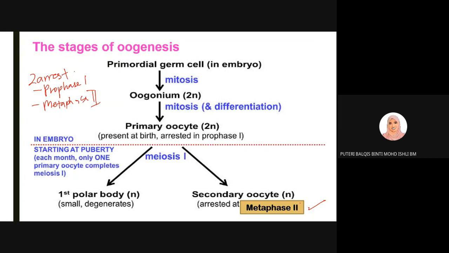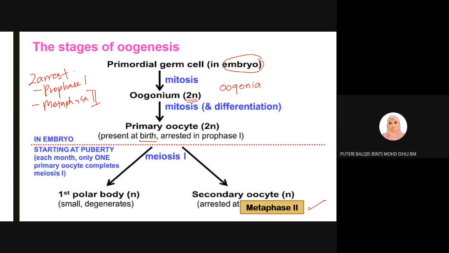Alright, so what happen is, the primordial germ cell in embryo will undergo mitosis. So, masa kita baby, which is bukan baby lah, dalam bentuk embryo lagi, perempuan, dia punya primordial germ cell ni dah undergo mitosis untuk hasilkan oogonium. Oogonium singular, oogonia plural. Oogonium is diploid. Oogonium will undergo mitosis and differentiation to produce primary oocyte, which is also diploid.